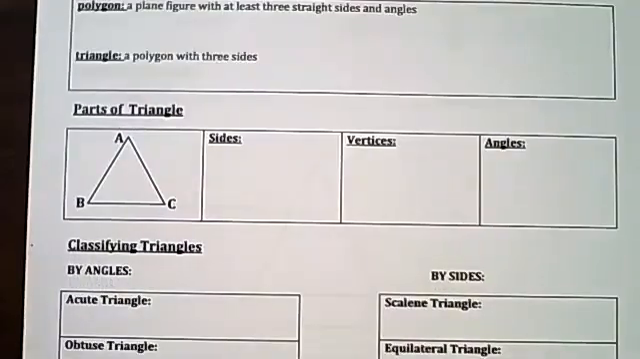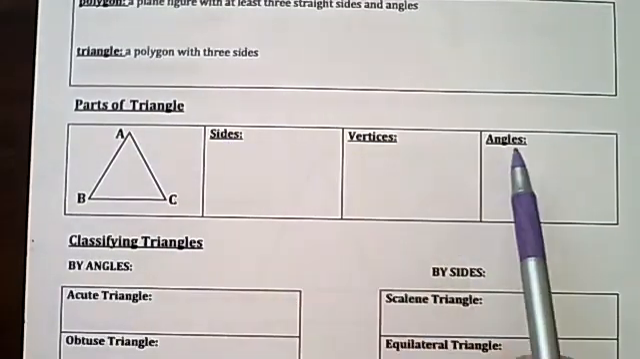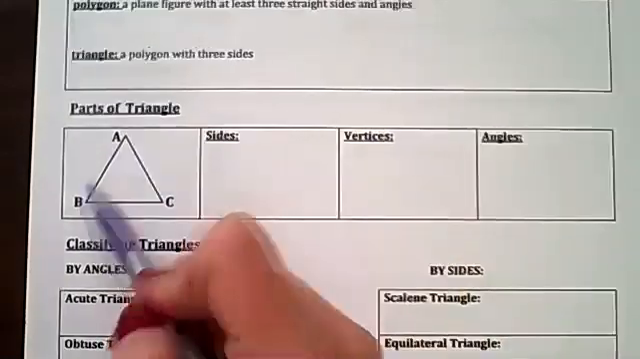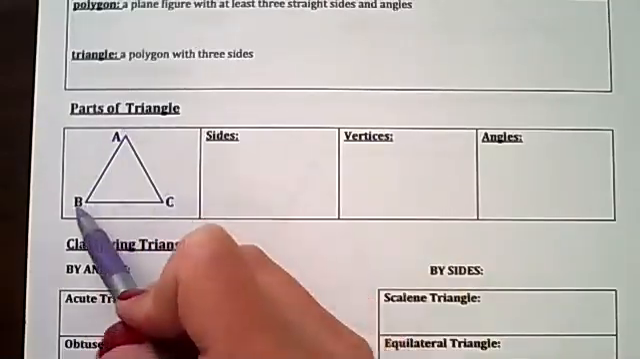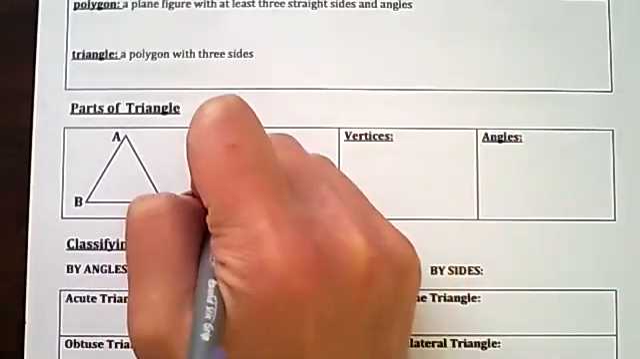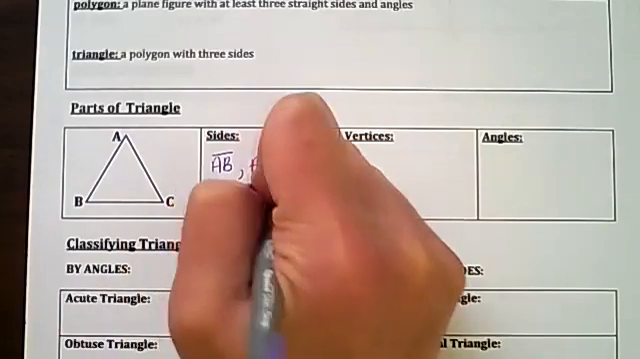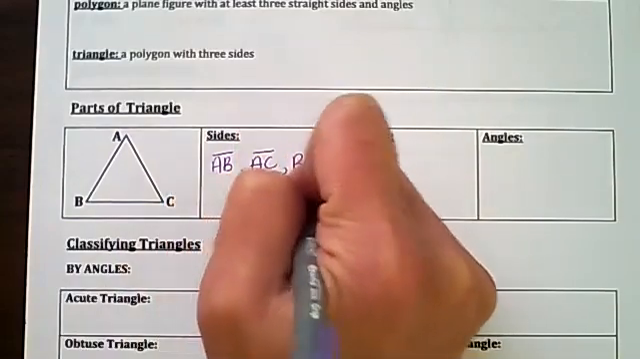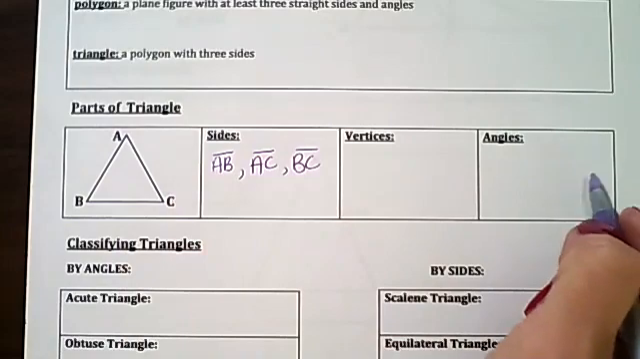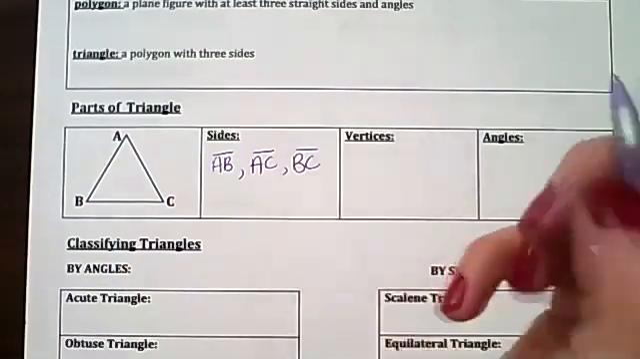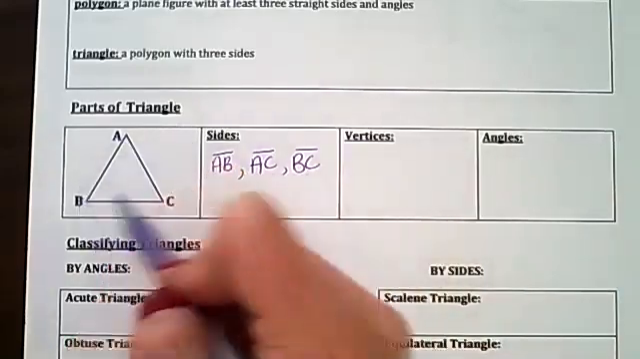Here are the parts of a triangle. A triangle has sides, vertices, and angles. If I asked you to name the sides of a triangle, they're segments: AB, AC, and BC. You would list them with capital letters and the bar on top. Those are the sides of the triangle. If I asked you to identify the vertices, it's just the points: points A, B, and C.